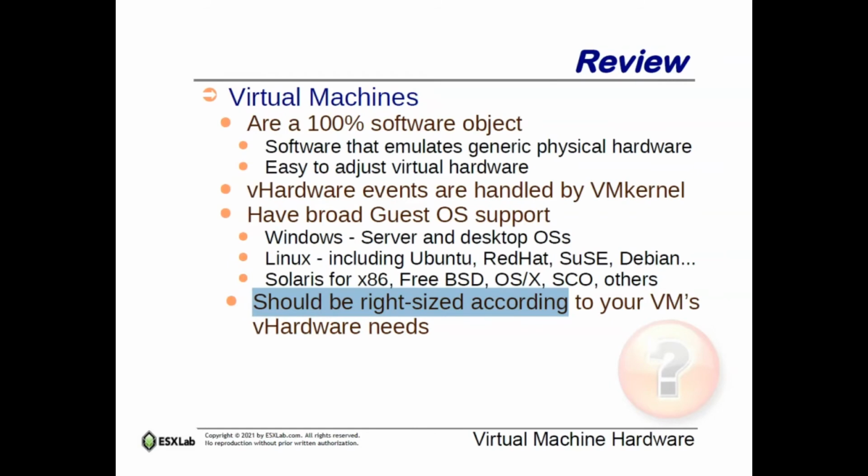That means just as much CPU as it needs under peak load and no more, just as much memory as it needs under peak load and no more, and vDisks that are sized appropriately to the storage needs of your VMs. So that's my video on how to build the virtual hardware layer of an ESXi 7 virtual machine.